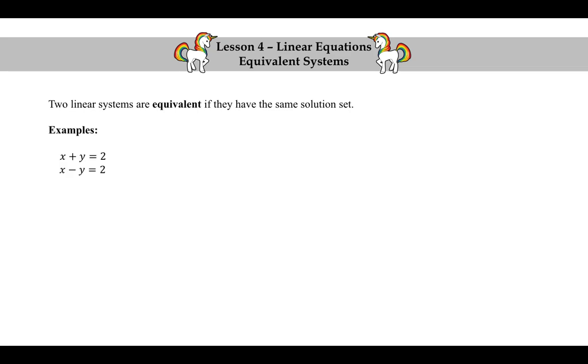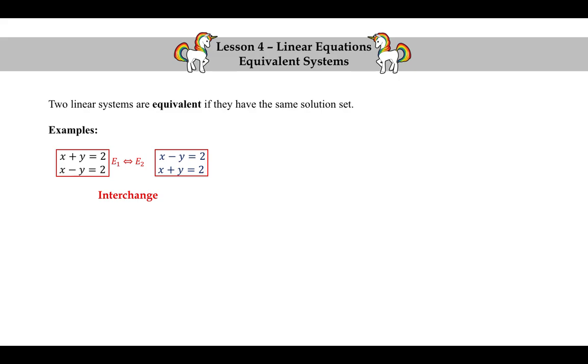Here we have a linear system of two equations in two variables, x plus y equals 2, x minus y equals 2. And here we have another linear system of two equations in two variables. This time we have x minus y equals 2 and x plus y equals 2. These two linear systems are equivalent. Notice that we got from the first system to the second system simply by interchanging the two equations.